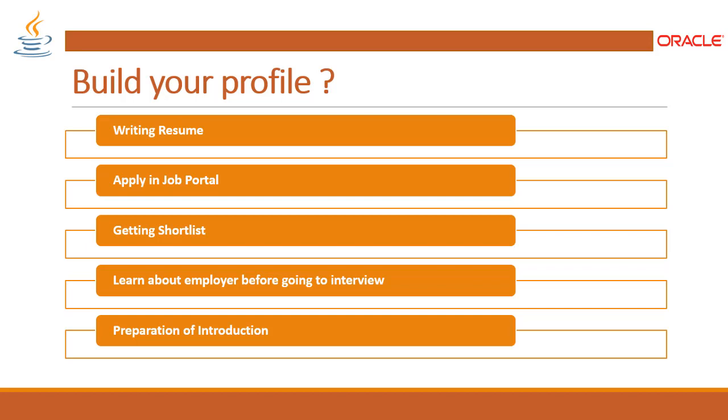Applying in a job portal will be the next step. When you're applying, you have to make sure you're applying in the right place, so use specific keywords when looking for the job. Once you have applied in a job portal, you have to make yourself ready for getting shortlisted. And once you get shortlisted, interview preparation is another challenge. Learn about the employer before going to an interview, and prepare for your interview.